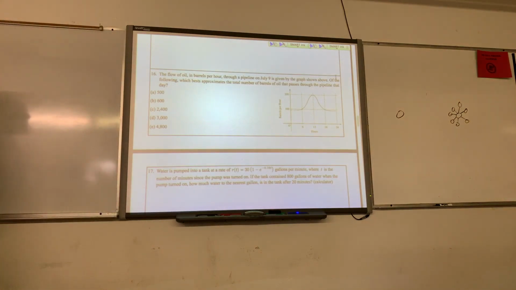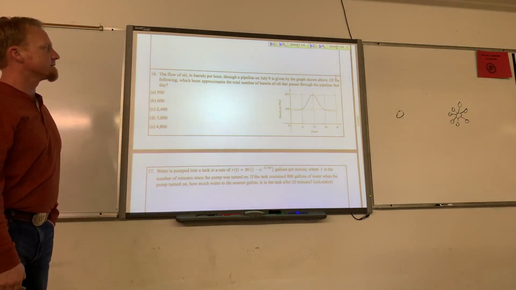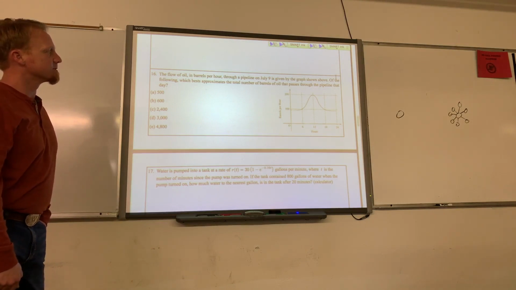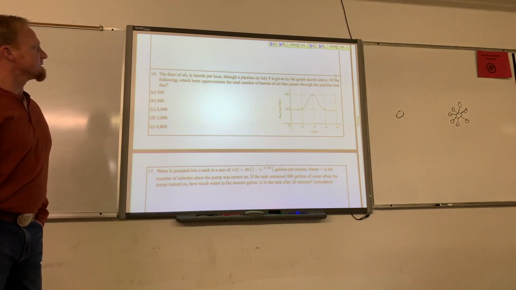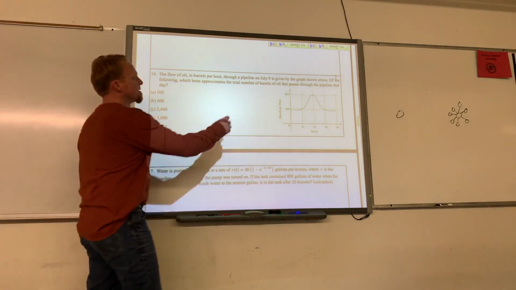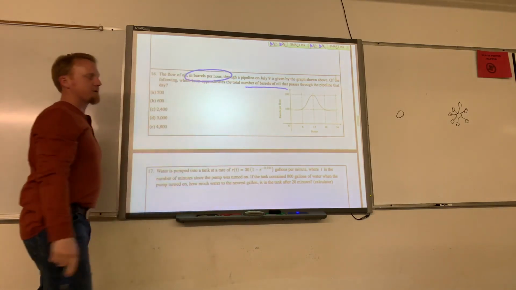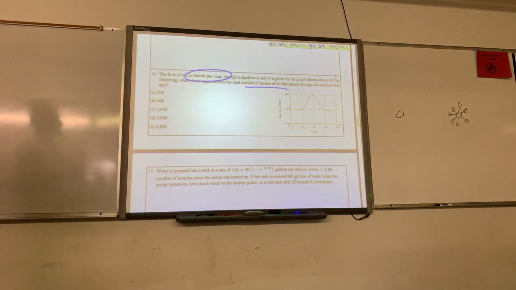All right, 16. The flow of oil in barrels per hour through a pipeline on July 9th is given by the graph shown above, even though it's shown below and to the right. Of the following, which best approximates the total number of barrels of oil that passes through the pipeline that day? So notice we want to end up with barrels of oil. Right now, we are barrels per hour. So how do I go from barrels per hour to barrels? Multiply by hour. Multiply, which means integrate. Okay, and if I'm looking at a graph, that means I want area under the curve.